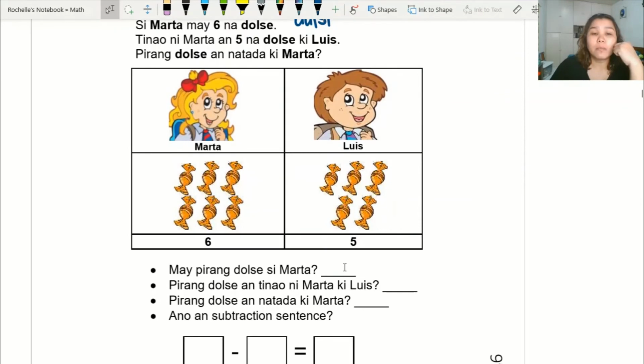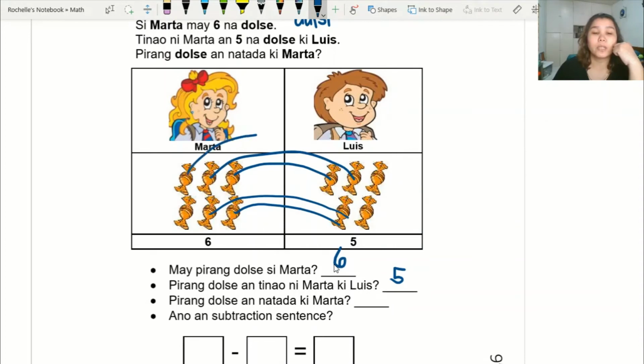So, let's answer the questions. May pirang dulce si Martha. So, originally, she has 6. And then, pirang dulce ang tinaw ni Martha kay Luis. How many were given to Luis? So, 1, 2, 3, 4, 5. And then, pirang dulce ang natada kay Martha. So, kung ito binigay kay Luis, this one is given to Luis, and then another candy is given to Luis, and another candy is given to Luis. So, ilan ang natira? 1.